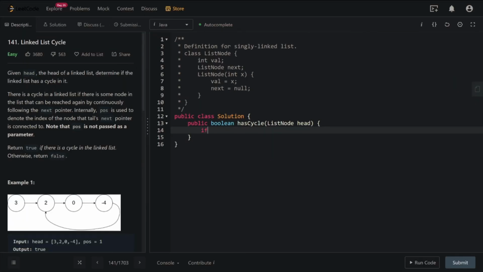Let's get started. First, we check if our head is null. If it's null, we return false because that means there is no cycle. Otherwise, let's start our race. We start a race by first creating our 2 racers. We got Mario at slow and Luigi at fast. We both move them to the starting line, i.e. the first node.